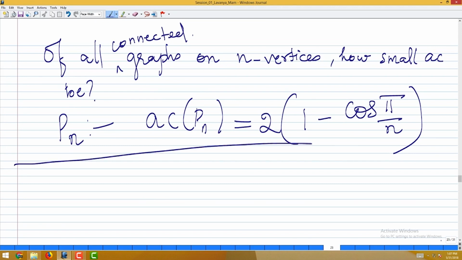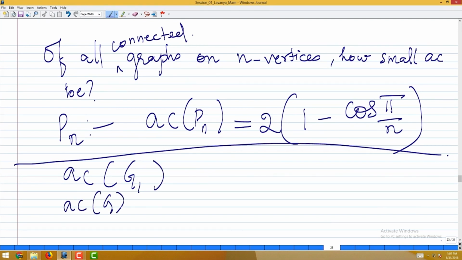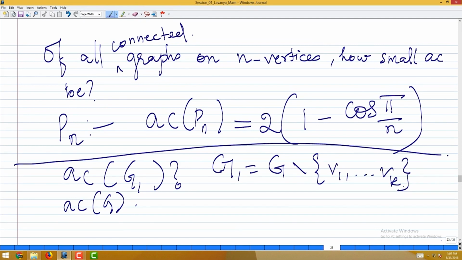Now, what can we say about the algebraic connectivity of a graph G? Given the algebraic connectivity of a graph G, what can I say about a graph G1, where G1 is nothing but G minus some k vertices v1, v2, ..., vk that I remove? So, next we have to look into other possibilities. Suppose I have a graph G and I want to delete a vertex out of it. This comes into the study when we do dynamic graphs: you keep adding and removing vertices or edges in the graph.